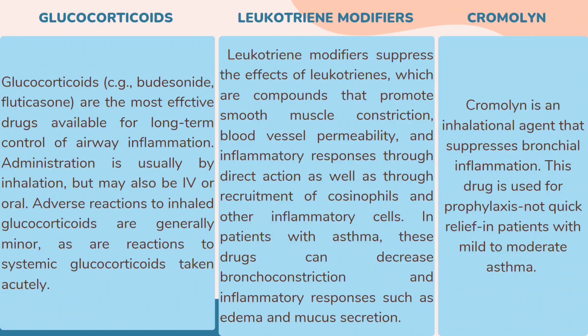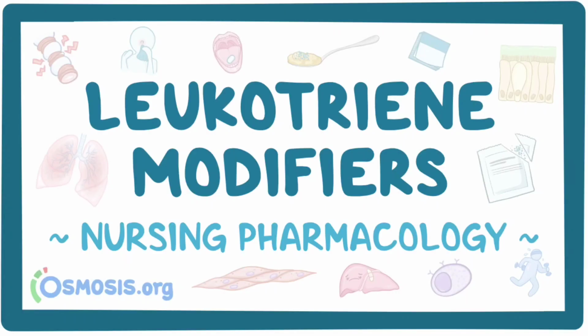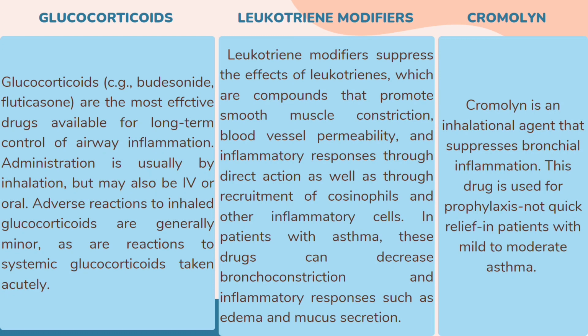Next is leukotriene modifiers. Leukotriene modifiers suppress the effects of leukotrienes, which are compounds that promote smooth muscle constriction, blood vessel permeability, and inflammatory responses through direct action as well as through recruitment of eosinophils and other inflammatory cells.